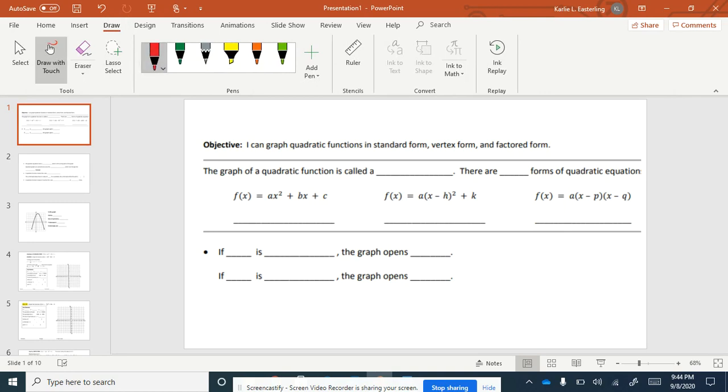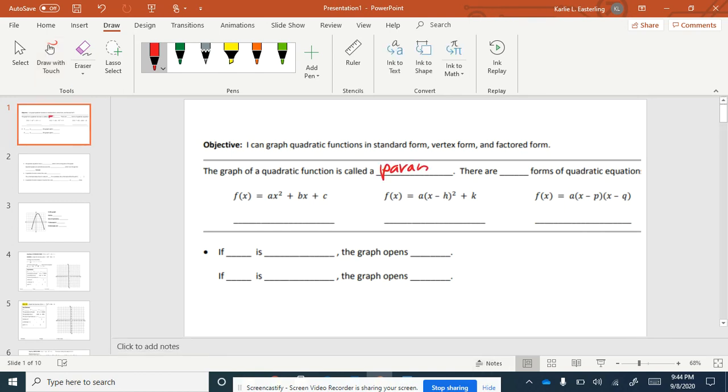So our objective today is that I can graph quadratic functions in standard form, vertex form, and factored form. So the graph of a quadratic function is called a parabola. And we went over that in our last little slide. It was one of the definitions that we covered. So the graph of a quadratic function is a parabola. It looks like a U or an upside down U.